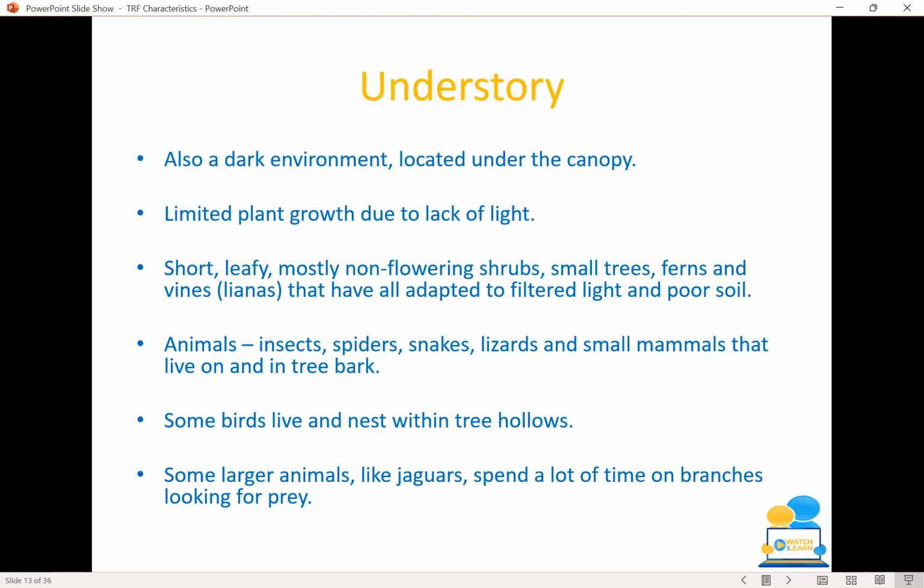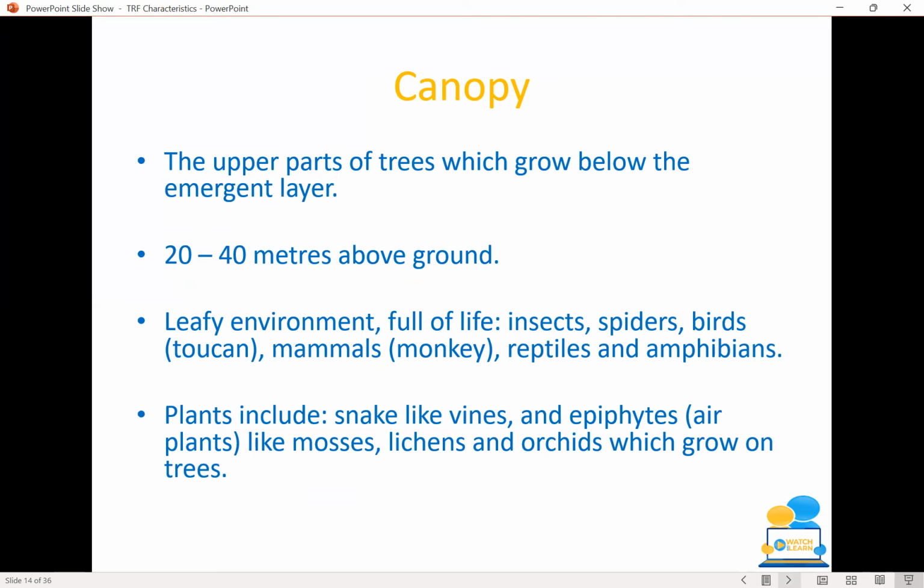And some birds live and also nest within the tree hollows in the understory area of the rainforest. Some larger animals, like jaguars, do spend a lot of time in the branches in the understory looking for prey. And again, the jaguars would be using their spots to try and camouflage themselves within the understory and then, obviously, trap their prey by looking down on the forest floor while they're up in the understory and using that as a way of catching prey. Okay, so there is a good bit of life in the understory still, despite the conditions that we see there.